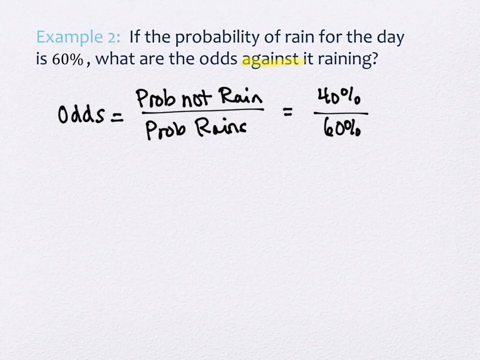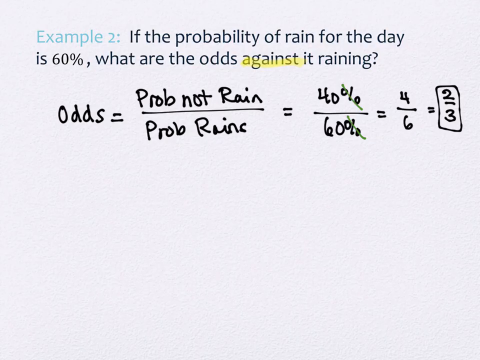Okay, and then we would reduce this. So the percents cancel. That's fine. What is 40 divided by 60? Well, you might say that's the same as 4 over 6. We can reduce it one more time. What would that give me? 2 over 3. We have a 2 to 3 odds that it will rain. 2 to 3.